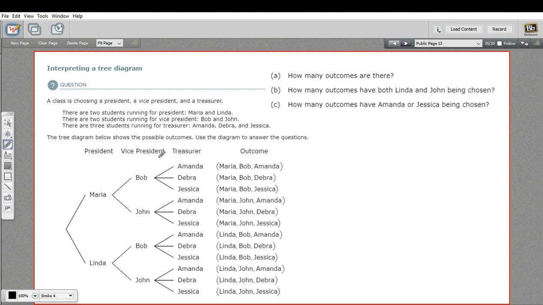So let's see if we can answer the questions here. How many outcomes are there? When you've got a tree diagram already written out for you, this is really easy. You just have to count them. So 1, 2, 3. Actually, we've got 4 groups of 3. That's 12.